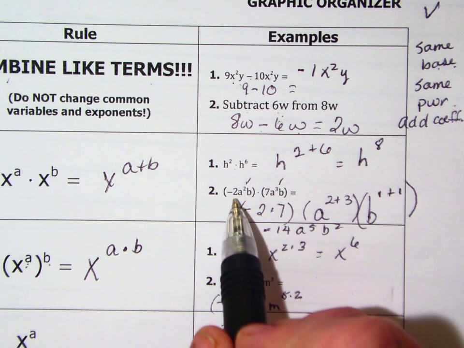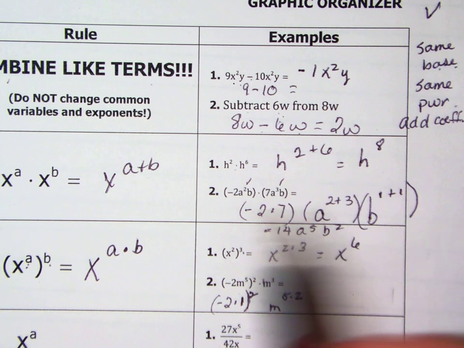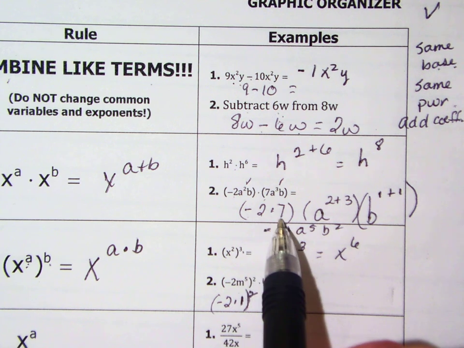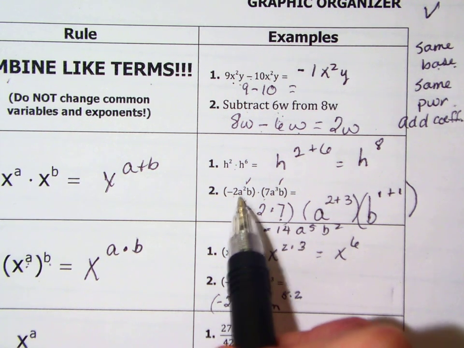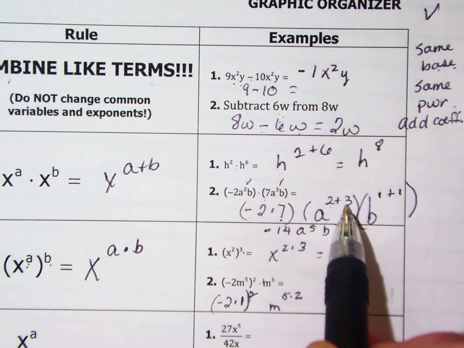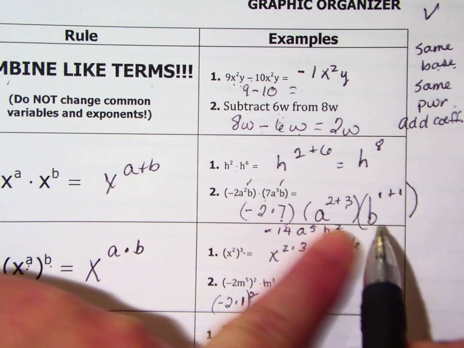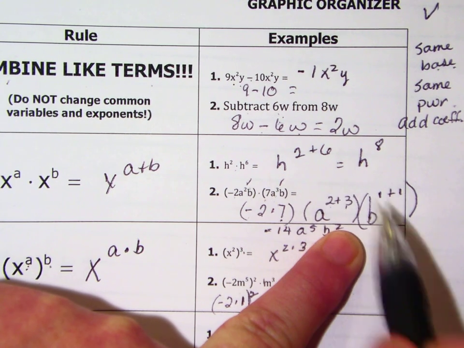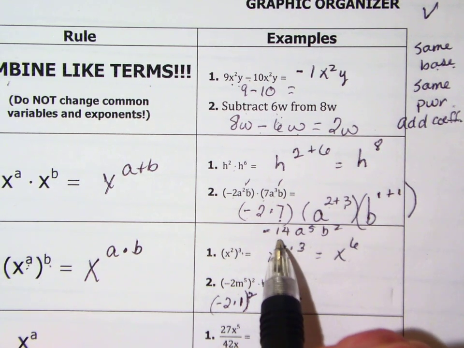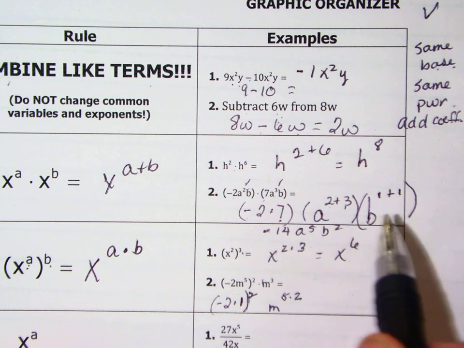The next one would be negative 2 a squared b times 7 a cubed b. Oh, we've got a little difference here. So we're going to separate the coefficients. So I've got negative 2 times 7. And then I've got a squared, so I have a 2. But then I have a 3, so I'm going to have 2 plus 3 because we're multiplying these two. And then I have a b to the first, which is a silent one there, plus b to the first. So the answer on this one would be negative 14, a to the 5th, b to the 2nd.